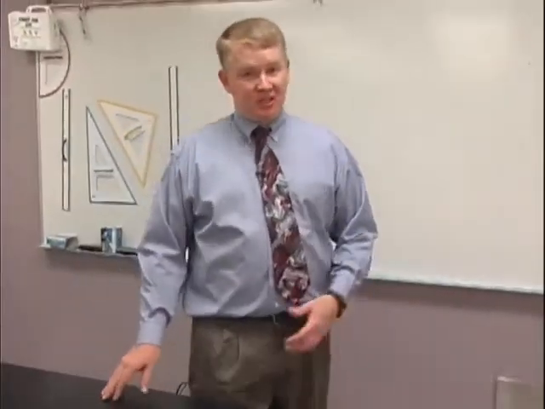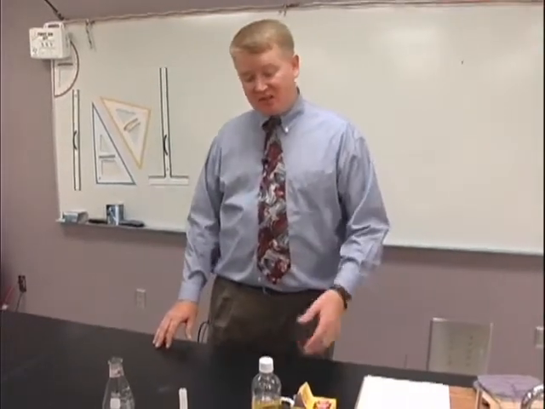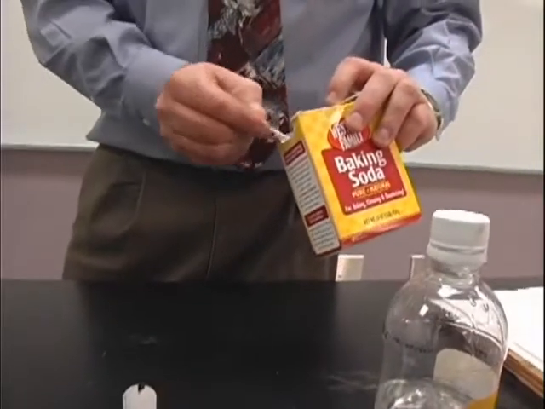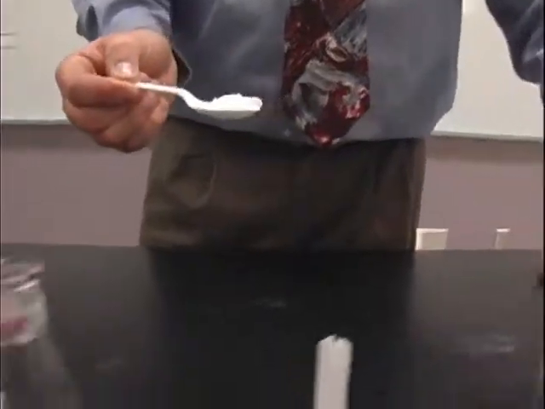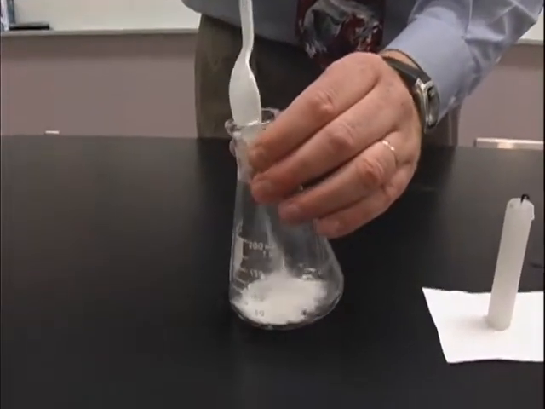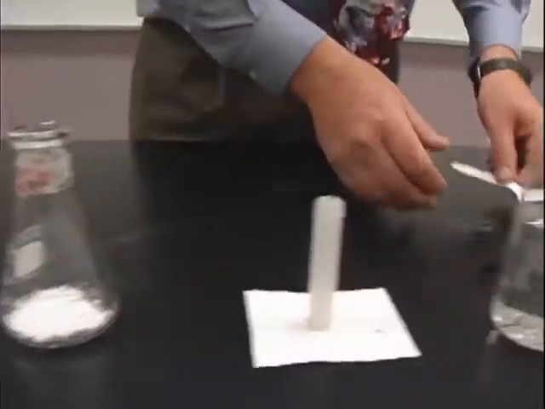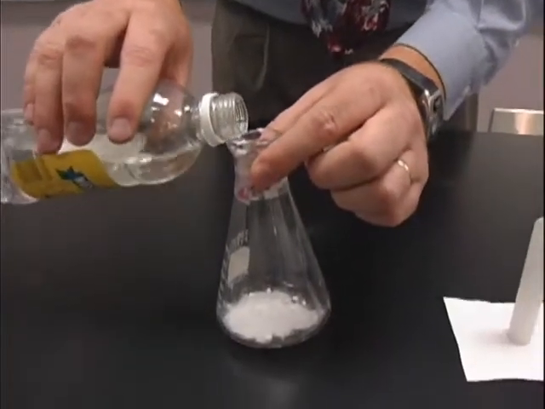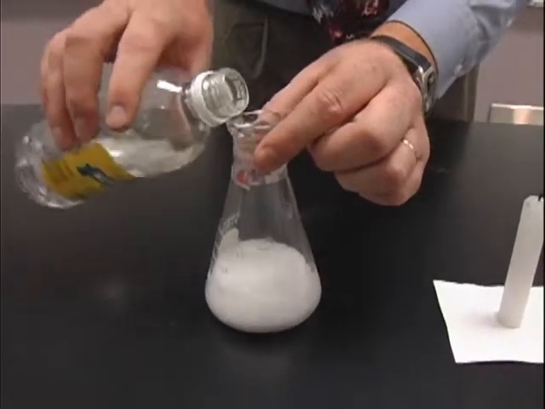We're going to look now at an example of a chemical reaction. In this lesson, we're going to look at different types of chemical reactions. This is just one example. For our example today, we're going to look at combining baking soda and vinegar. So I take some baking soda, I'm going to put it in the flask, take the vinegar, and I pour a little vinegar in the flask, and you'll see right away something's going on in there.